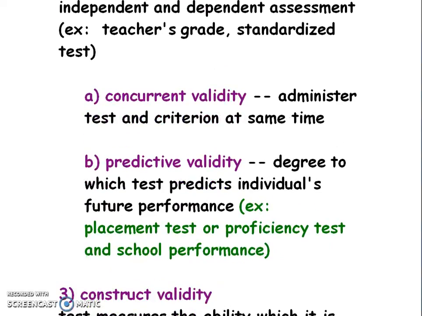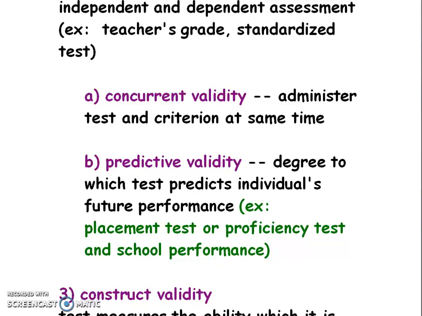Now there are two different kinds of criterion-related validity. One of them is concurrent validity. Concurrent meaning at the same time. That is, if I can give two tests at the same time, the good students do well, the poor students do poorly, then I see that the tests are valid. They have to be independent tests. If the good student gets a low grade, then something's wrong with the test, not with the student.